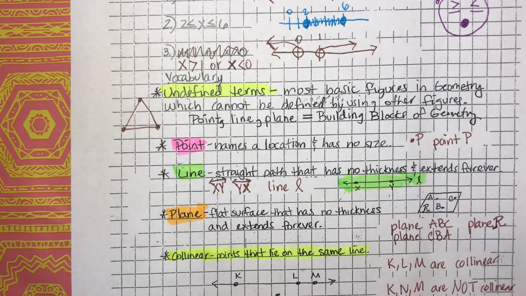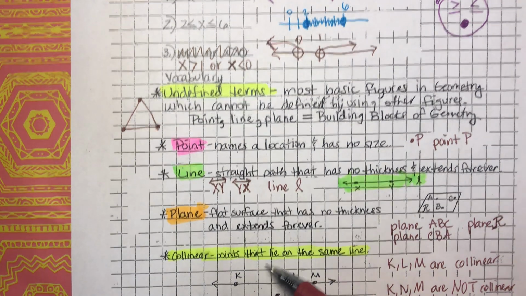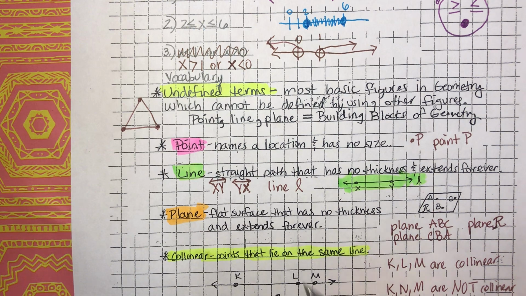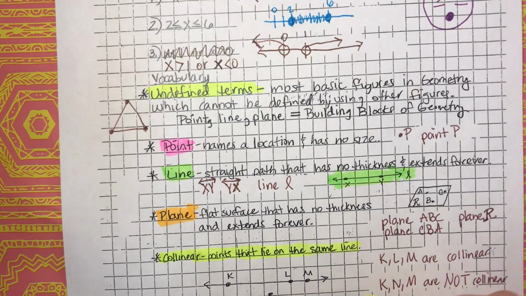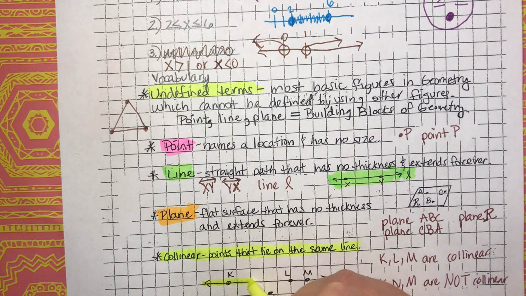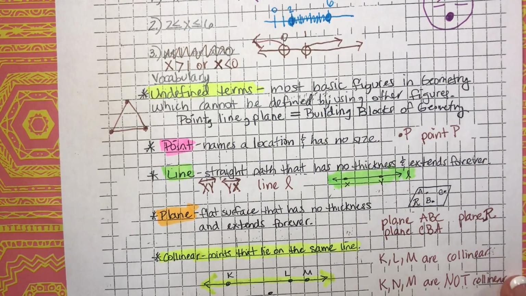Okay, just an example of something that's collinear and something that's not collinear. So you can't draw a line through K, N, and M, but you can draw a line through K, L, and M, a straight line through all three of those points, which means that they are collinear.